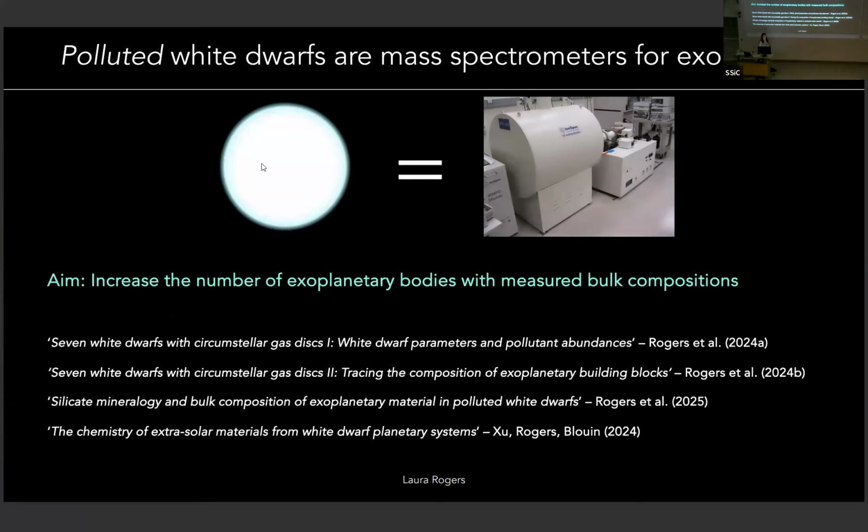A big aim of mine is to increase the number of white dwarfs where we have enough elements that we can study the composition and also the geology of the planetary material being accreted onto these white dwarfs. I'm going to mention a few results from a couple of different papers that I've listed here. I can't tell you about them in detail, so please do go read them if you'd like to know more.